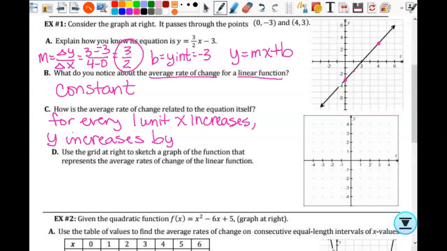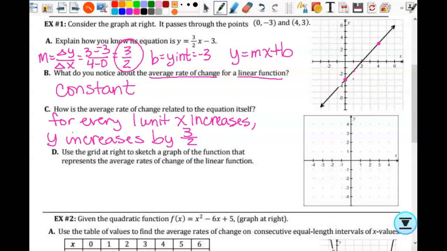3/2. If x gets bigger by 1, y goes up 3/2. X gets bigger by 1, y goes up 3/2. That's what your slope really means, but then we talk about it as rise over run because it's easier to count. Y increases by 3/2. Okay, gotta kind of understand the concept of both there.